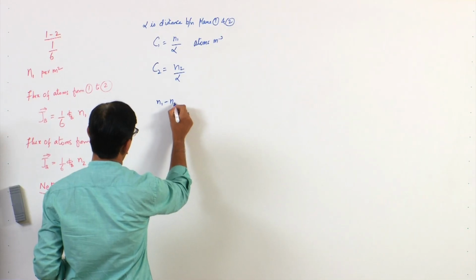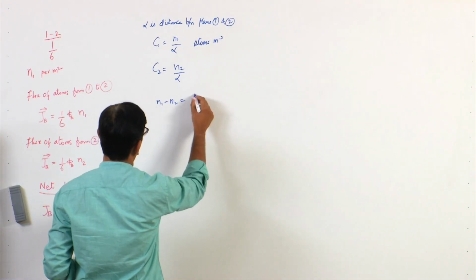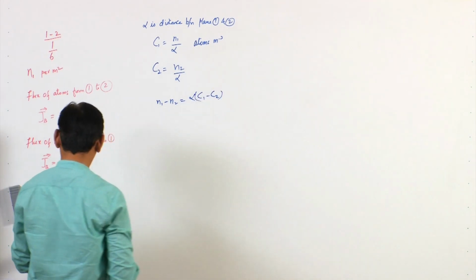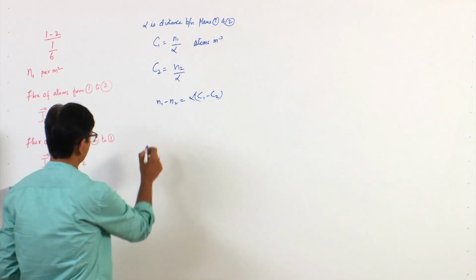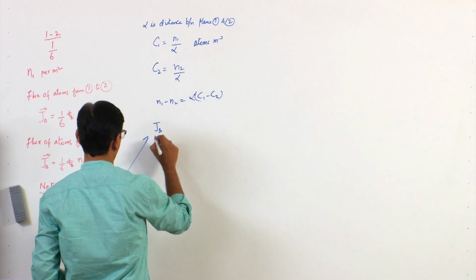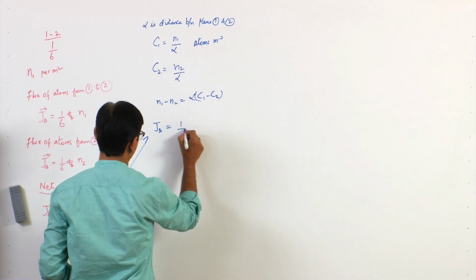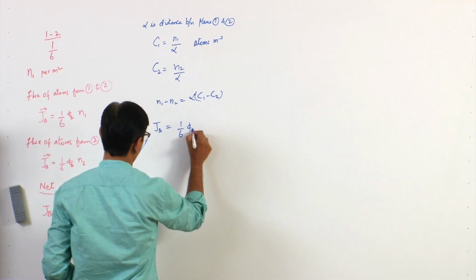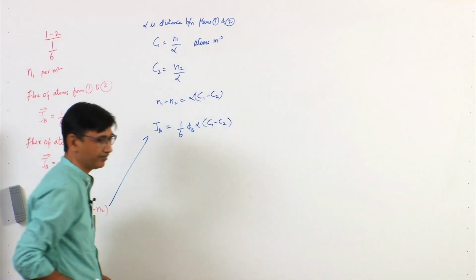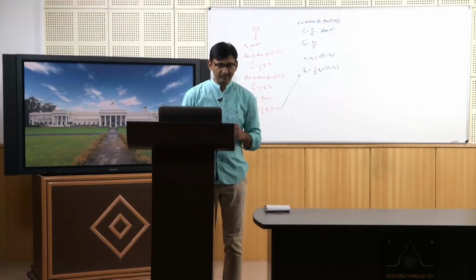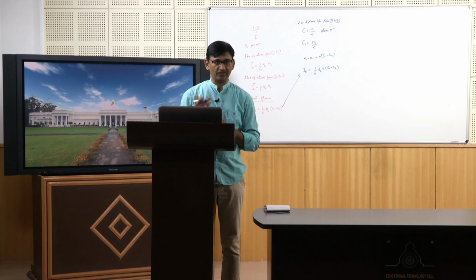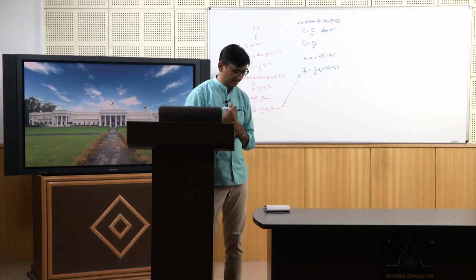N1 minus N2 will be written as alpha times C1 minus C2. So, I can replace it here. This equation will now become JB equals 1 by 6 pi b alpha times C1 minus C2. Now, we would like to bring in the concentration gradient as I told you. So, C1 minus C2 I want to express in terms of concentration gradient.